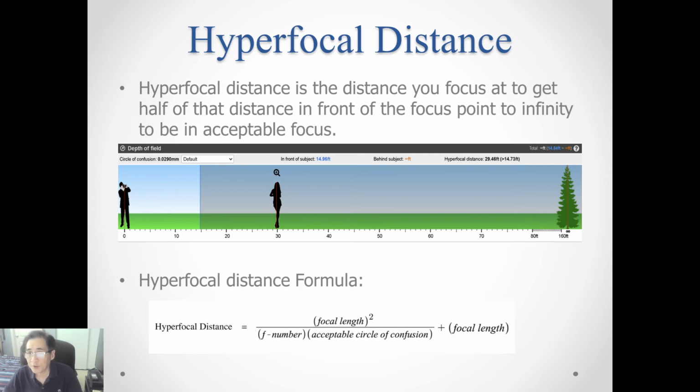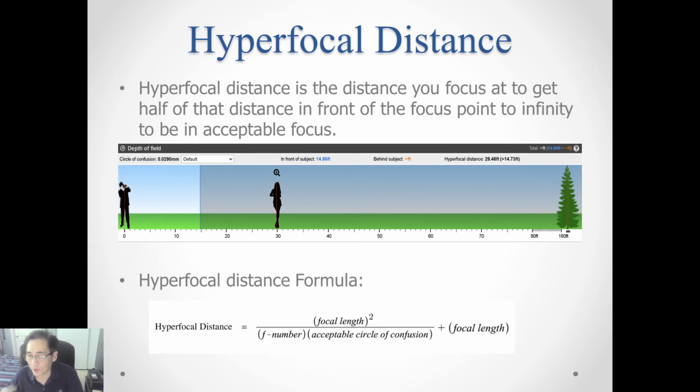Okay, so by definition, the hyperfocal distance is the distance that you focus at. And if you focus at the hyperfocal distance, this is what you will get: behind the point of focus, all the way to infinity, everything is going to be sharp, or in technical terms, acceptably sharp, reasonably sharp. They use different terms, but basically it's sharp enough, all the way to infinity. And half of the distance between you and the point of focus will also be acceptably in focus or sharp.